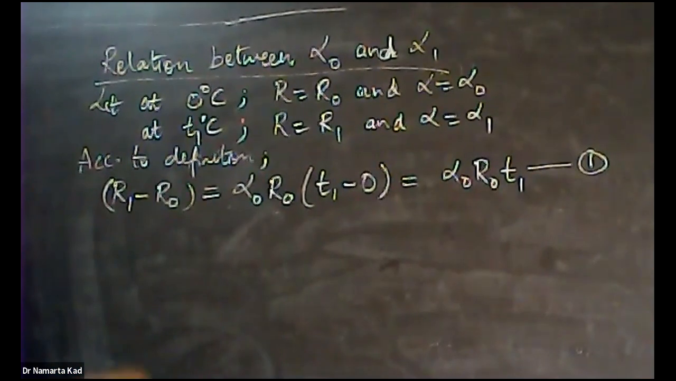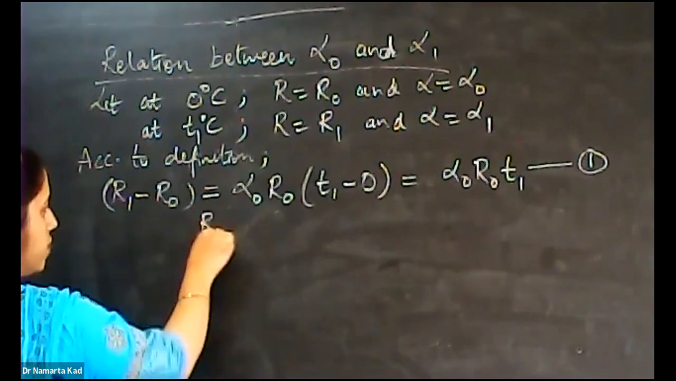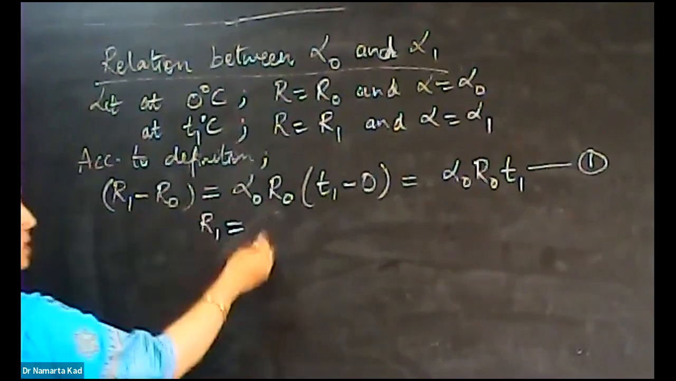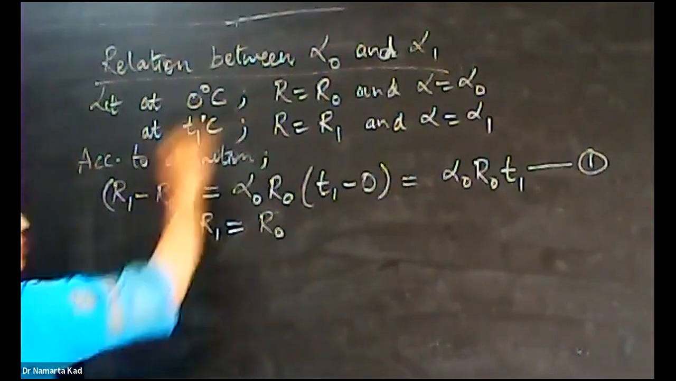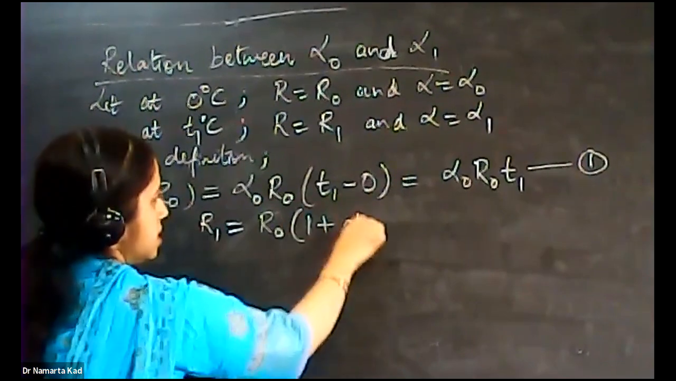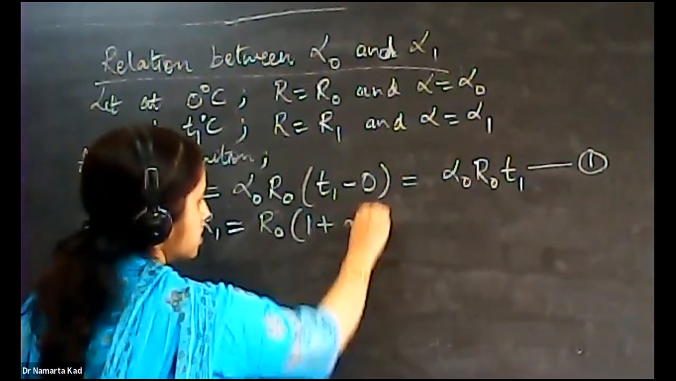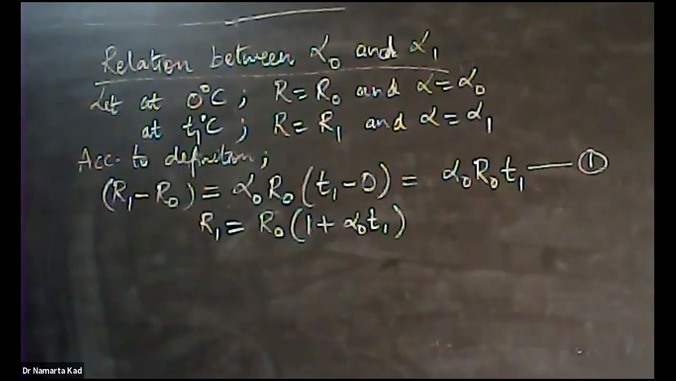Okay, and from this the same formula comes out: R1 can also be written as R0, you have to take this on the other side, it can be written as 1 plus alpha naught T1. It can be written like this. Okay. Now in the next step, we have to apply one condition.